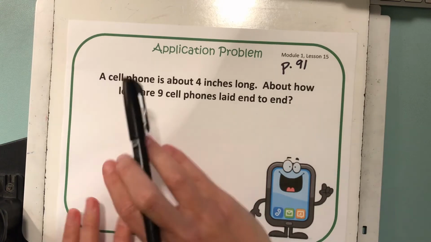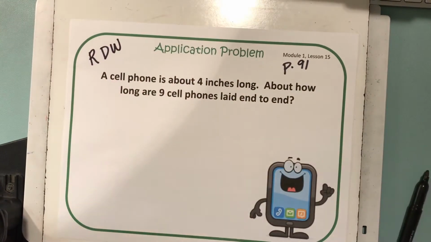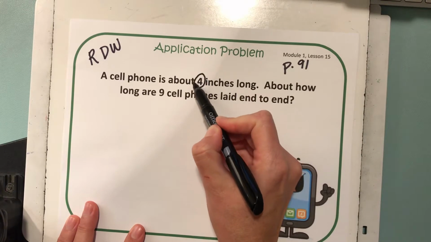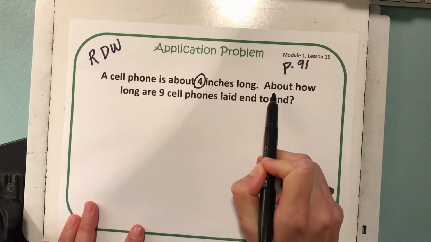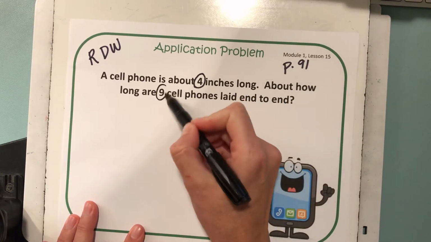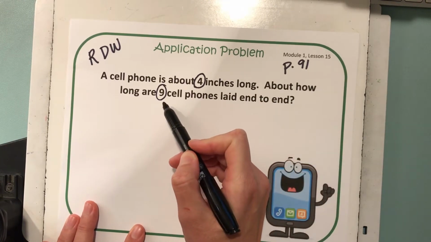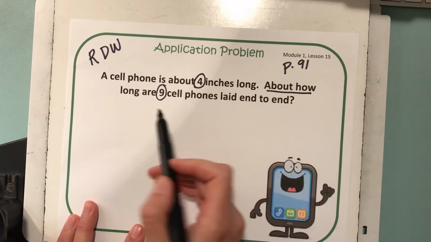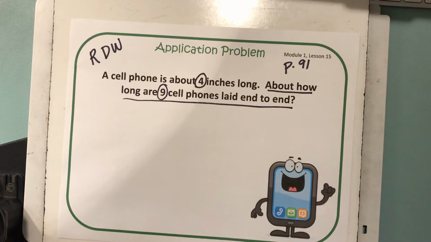All right, let's read the question. So we read, we draw, and then we write. So we draw to solve it, right? A cell phone is about 4 inches long. So it's 4 inches long. I'm going to circle that because I know that 4 is an important number and I need to remember to use that in my equation. About how long are 9 cell phones laid end to end? So I circled 9 too because I know that's probably my other factor that I want to use in my equation. My question is, I'm going to underline this, about how long are 9 cell phones laid end to end?